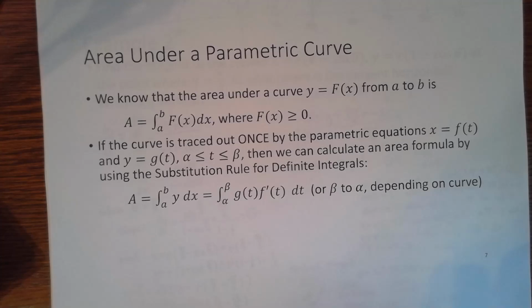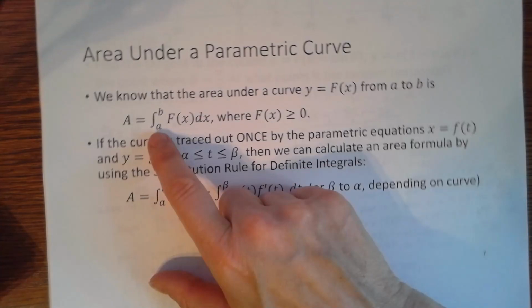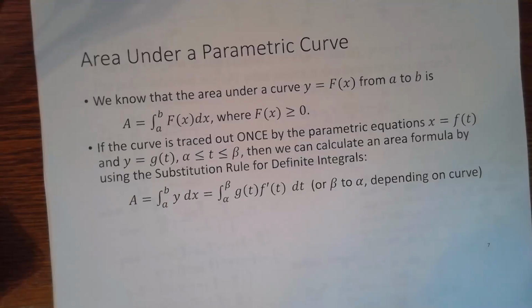Okay, so we know that if we wanted to find the area under a curve, we've done this plenty. If we had a curve defined by y as a function of x, and we want to find the area under the curve from x being a to b, we just integrate from a to b of whatever the function is. And we know that if we do that, then we will get the area under the curve.